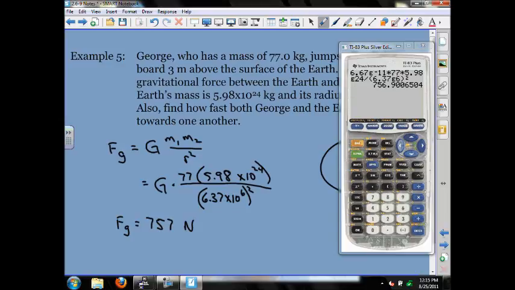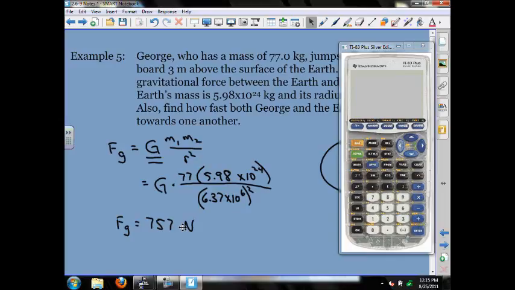The G comes from the G in the formula, right here. G times M1 times M2 divided by R squared, and then G is equal to that 6.67. Any other questions on getting 757 newtons? So that is the force of gravity acting on George based on the surface of the Earth.